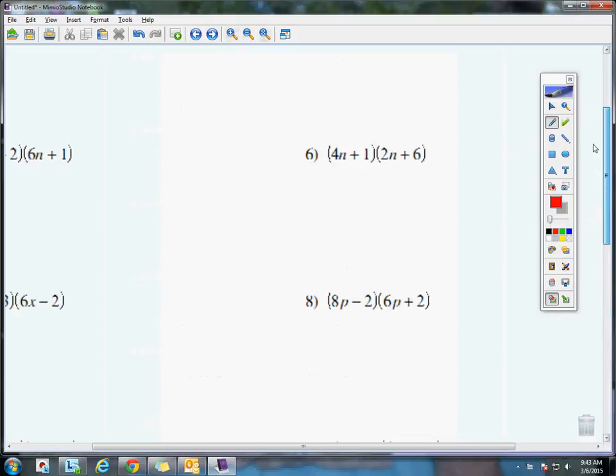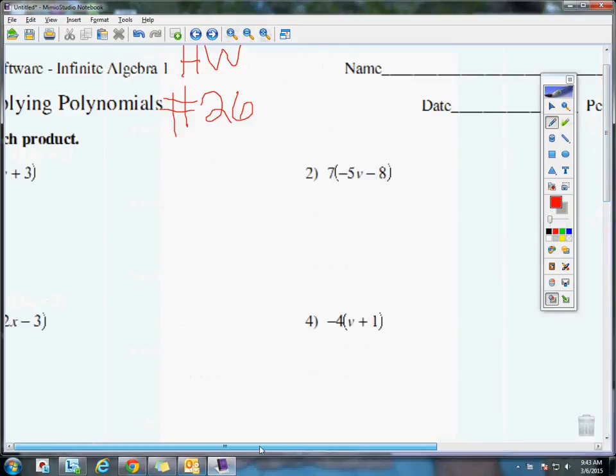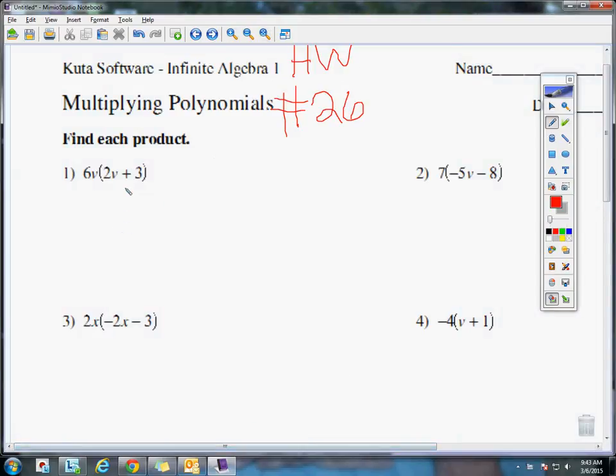So let me zoom in over here to number 1. You have 6v times 2v plus 3. Okay, you have one set of parentheses, so we're going to distribute this 6v to both things inside the parentheses. So you have 6v times 2v. 6 times 2 is 12. V times v is v squared.